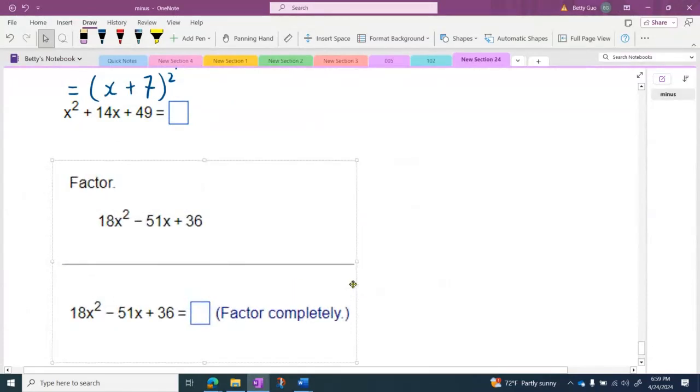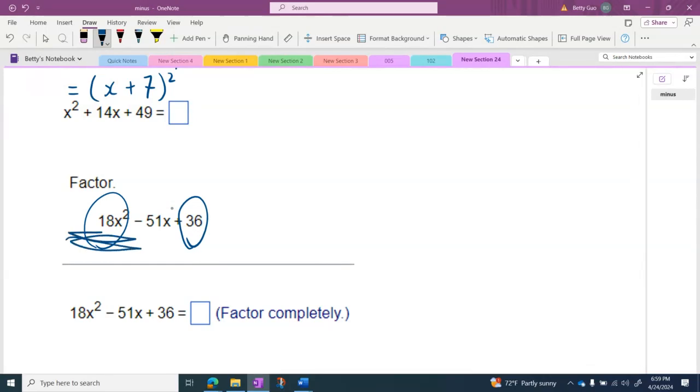In order to be a perfect square trinomial, this term is a perfect square, and this term also has to be a perfect square. But this one is not a perfect square, right? And also, you know what? What's the GCF? The three numbers are so big. When the numbers are so big, you would definitely have to consider the GCF.